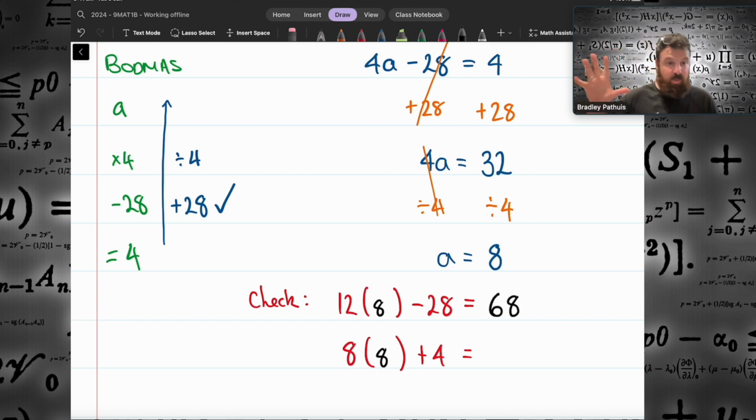So on the left-hand side, I've got a value of 68. On the right-hand side, 8 times 8 is 64. 64 plus 4 is 68. Both those two sides gave me the same answer. They both gave me 68. So therefore, a being 8 is the correct answer.